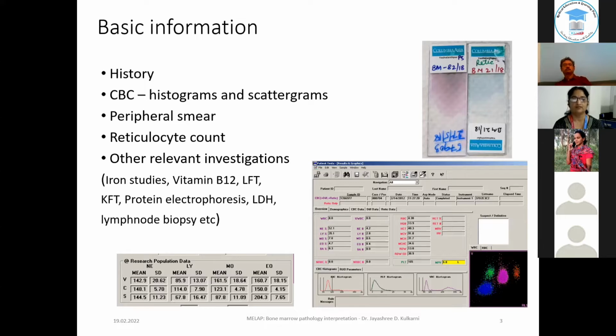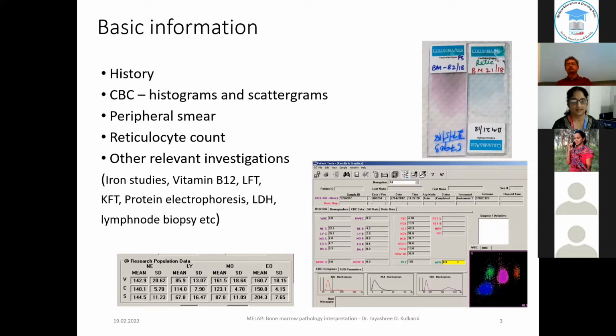Now with basic information and history, I mean the history of presentation of the patient, the age, sex of the patient, whatever presenting complaint like anemia or cytopenias, whether lymphadenopathy, hepatosplenomegaly. Bone marrow, invariably we do it for hematological malignancies or infections or staging purposes. So based on the request for the bone marrow examination, we will have to look at the history and collect the relevant history.